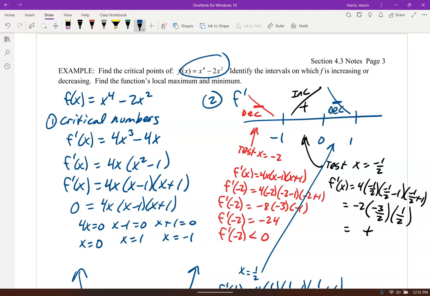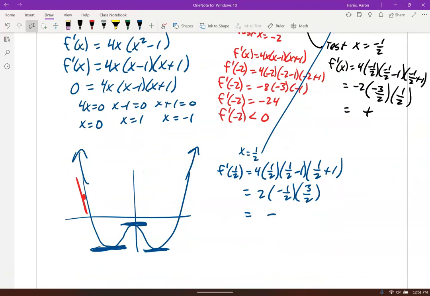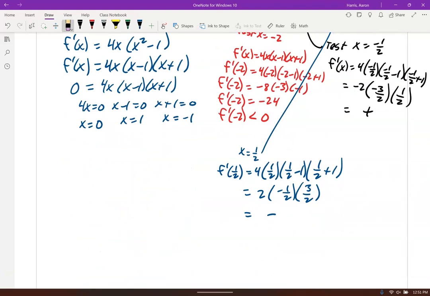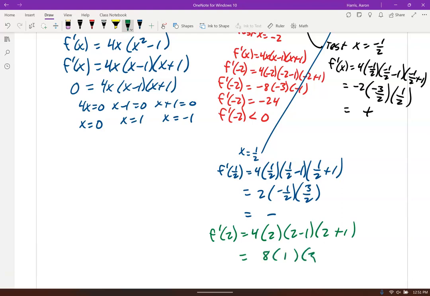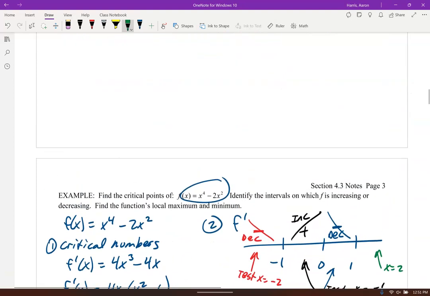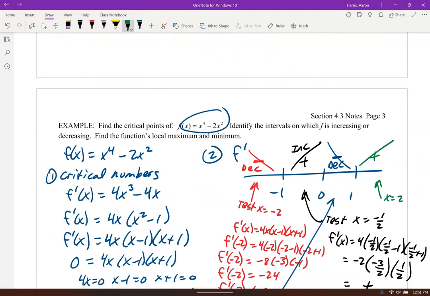All right, let's plug in like 2 now. Again, we're testing it into f prime. So f prime at 2. So I got 4 times 2, I got 2 minus 1, I got 2 plus 1. I got 8 times 1 times 3. This is definitely positive. And so that means it's increasing after that.